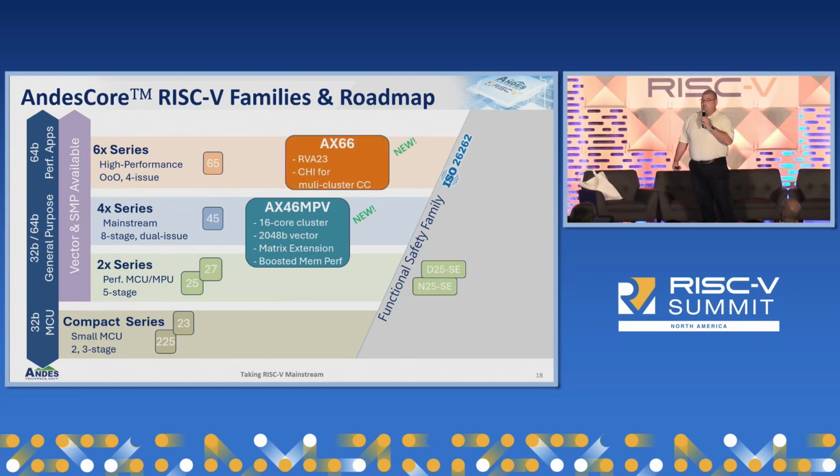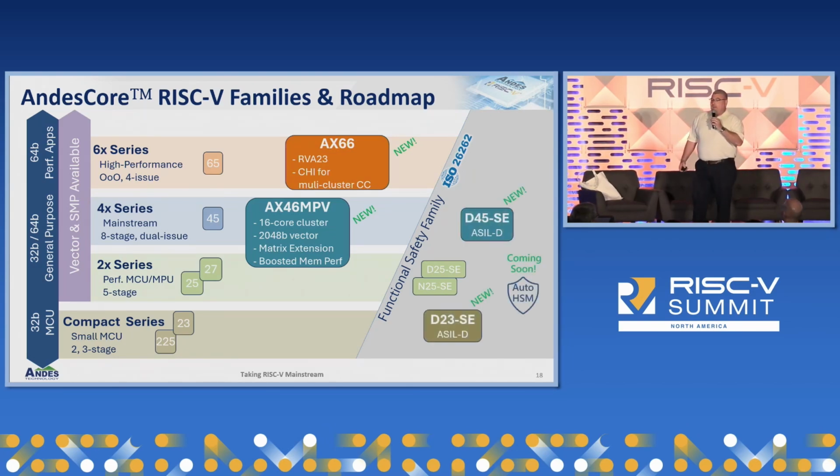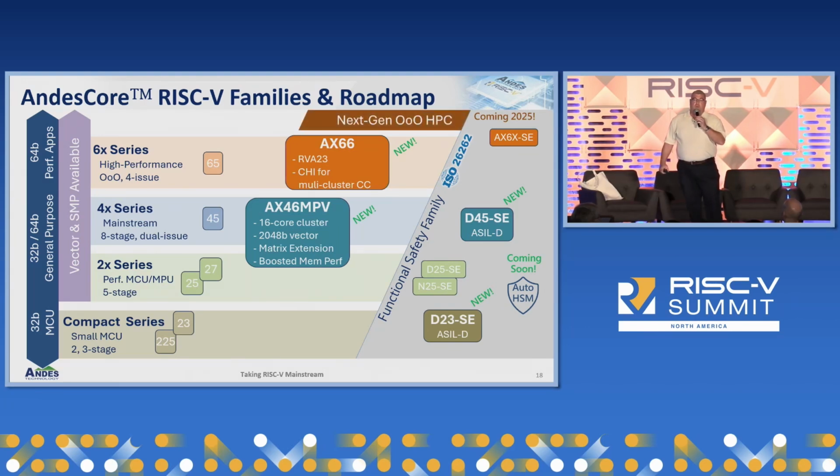The AX66, adding Chai and RVA 23. And a big expansion on our automotive product family for ASIL D cores and for an automotive HSM. And finally, coming this year, we'll have high-performance application processors and going into our next generation high-performance computing.